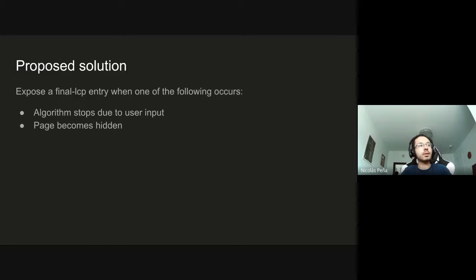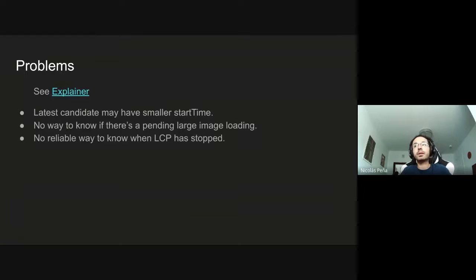So actually right now for the API, I guess it's when the page becomes unloaded or closed. So that's slightly different. But in any case, surfacing that would solve all of these problems, because now there's no ambiguity on when you did not actually have a final candidate and when the final candidate is one with a smaller start time than some of the other candidates that were surfaced in the API.